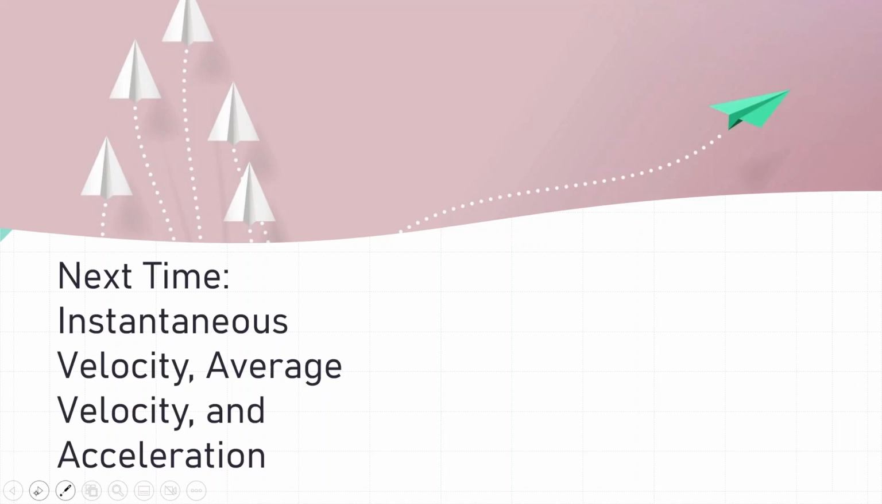Now there's two types of velocity that we're going to be looking at, instantaneous and average. We're going to be, again, deep diving into acceleration, what it means, how it's measured, how it's calculated, etc. in much more depth. See you in the next one.